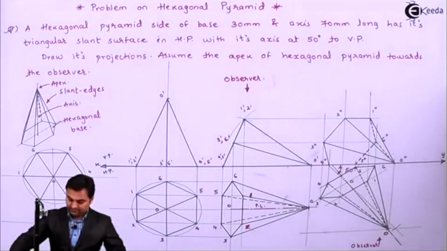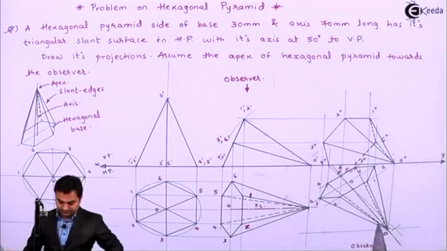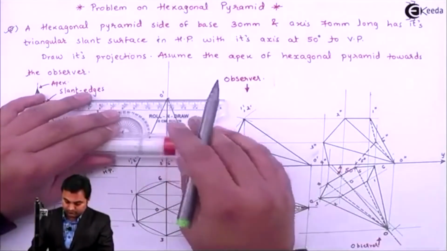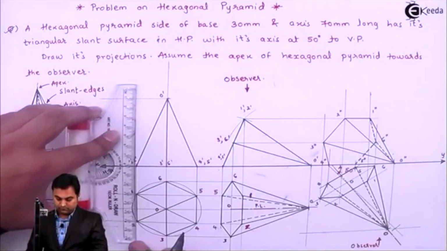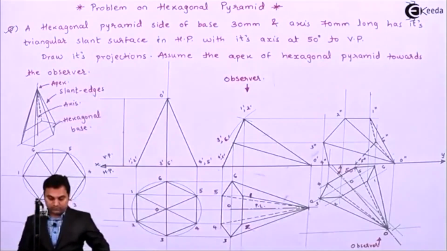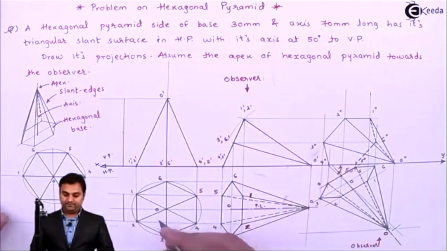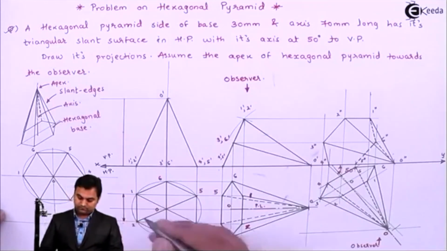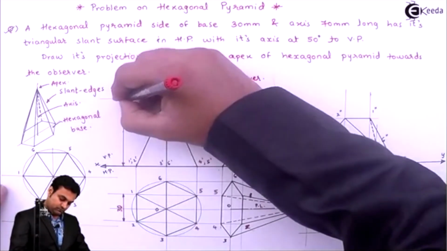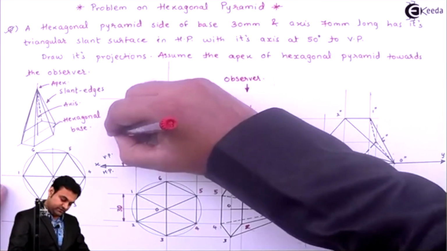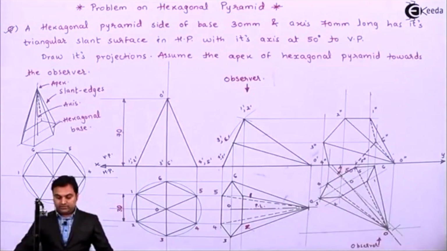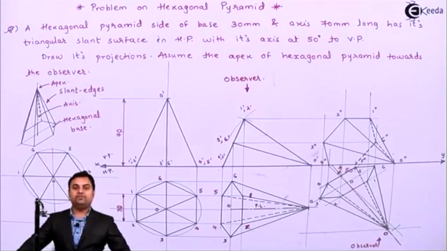Next, I'll be giving the dimensioning to it. The edge of the base is 30 mm. Axis height is 70. And here I have shown the inclination. So with this, we complete the problem.